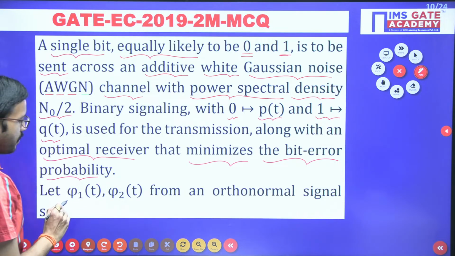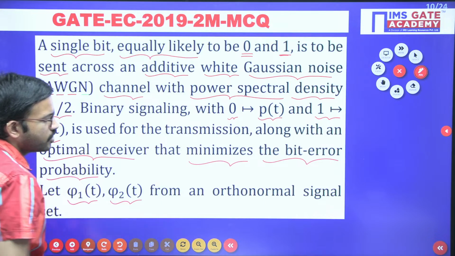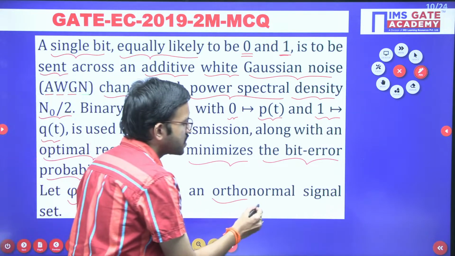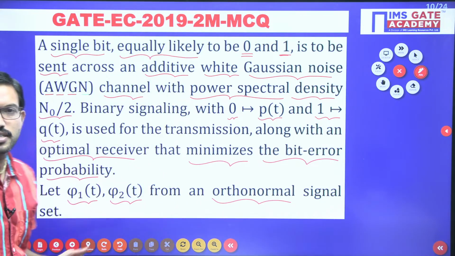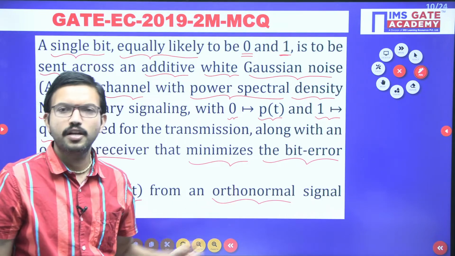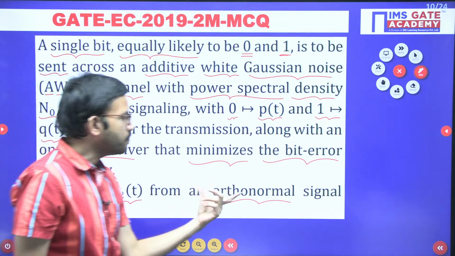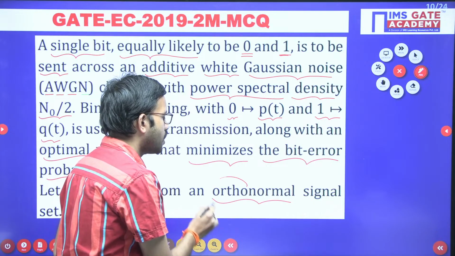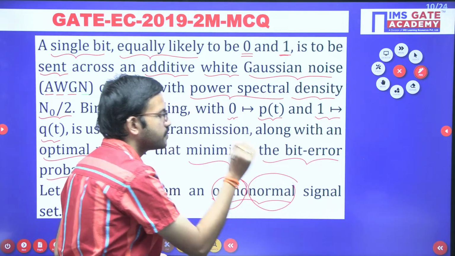Now, they have mentioned phi 1 of t and phi 2 of t are orthonormal signals. Orthonormal signals. Can you guess what orthonormal is? Here you can break this word into two parts. One is ortho, another one is normal. Any guess?